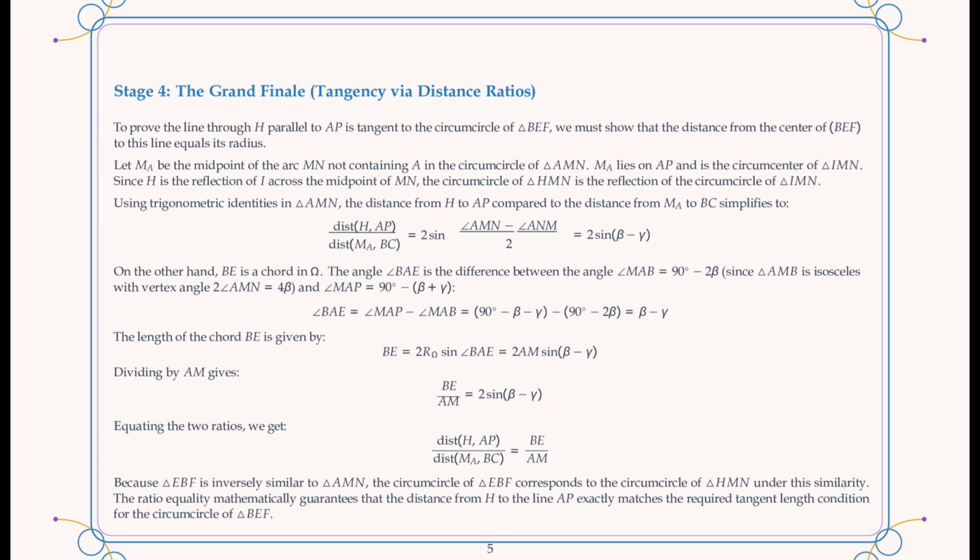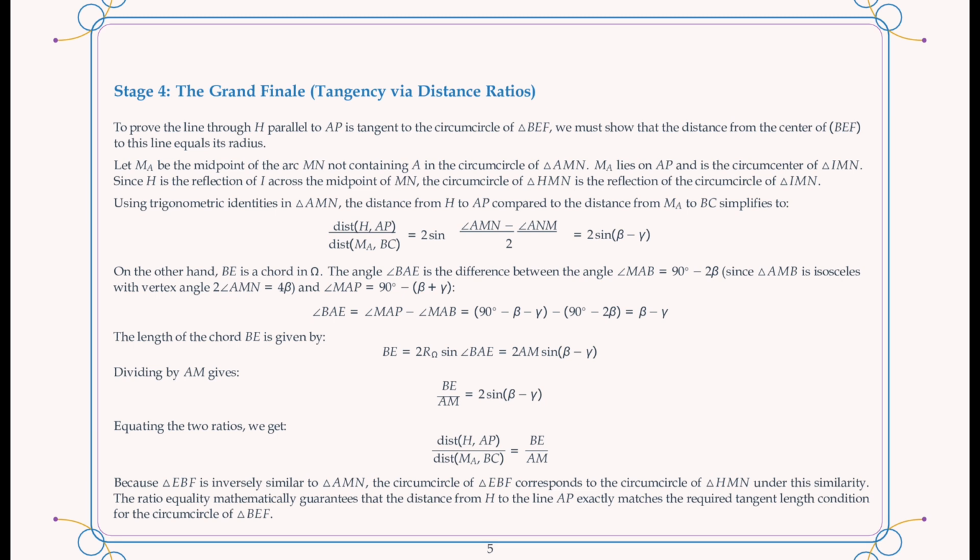Let M subscript A be the midpoint of the arc MN not containing A in the circumcircle of triangle AMN. M subscript A lies on AP and is the circumcenter of triangle IMN. Since H is the reflection of I across the midpoint of MN, the circumcircle of triangle HMN is the reflection of the circumcircle of triangle IMN.